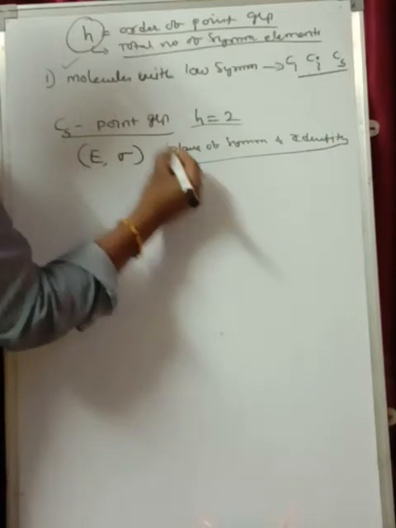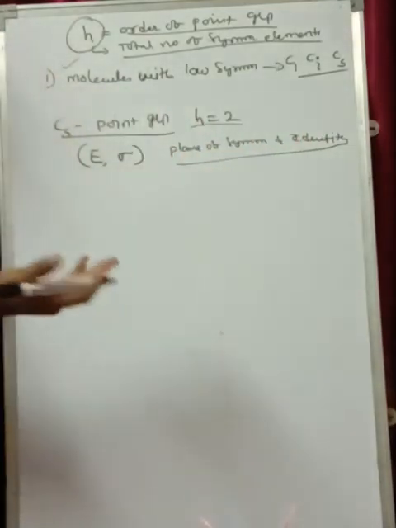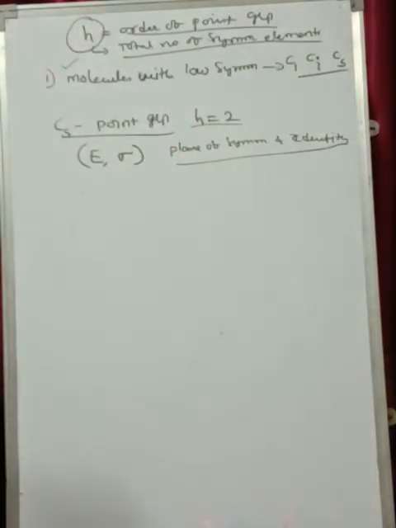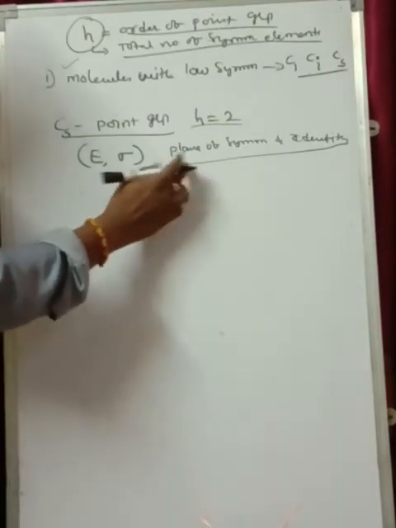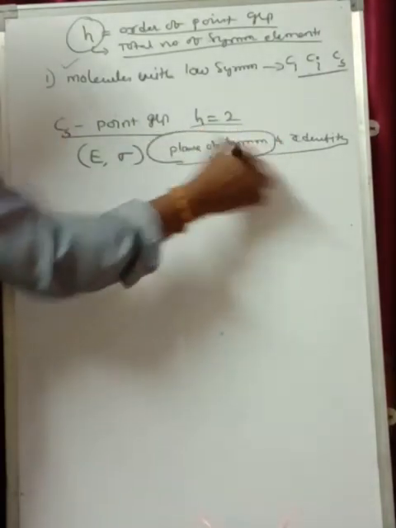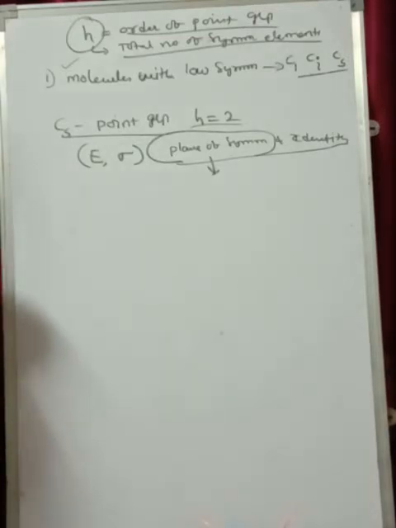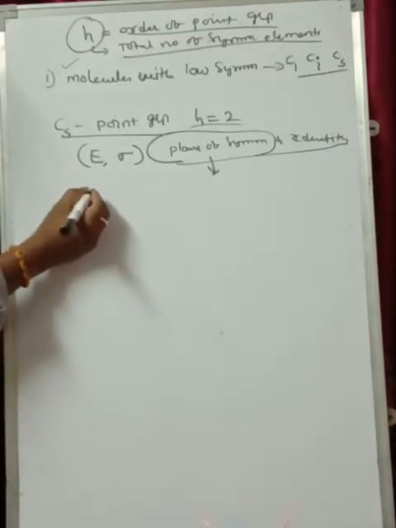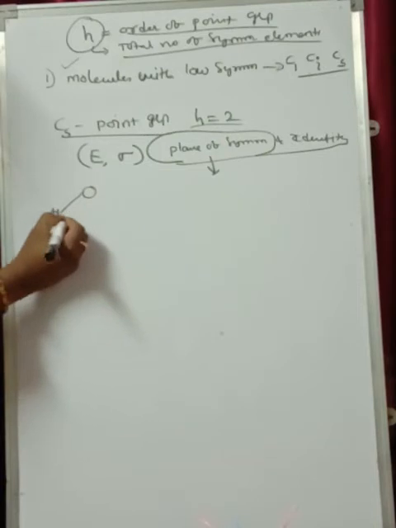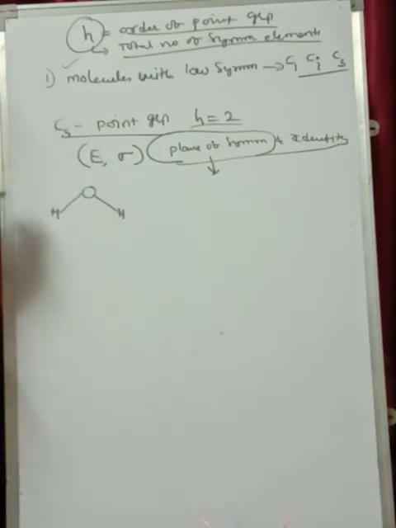So the molecule which has identity, obviously every molecule has identity, that's quite common. Apart from identity, if it has only a plane of symmetry as one of the symmetry elements, it comes under the Cs point group. Let us take the example of the monosubstituted water molecule. This is your water molecule.